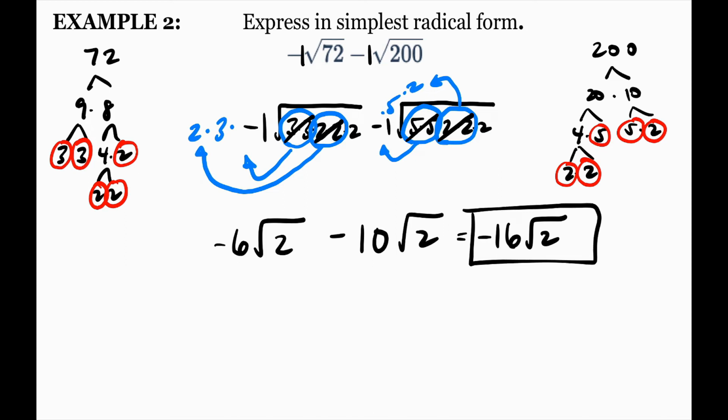Okay, so when you're adding or subtracting, simplify, combine like terms. Those are the only 2 steps. Simplify the inside. Once you've done that, then add or subtract the coefficients. Okay. All right, so that's adding and subtracting.